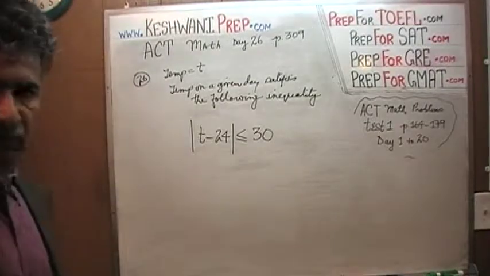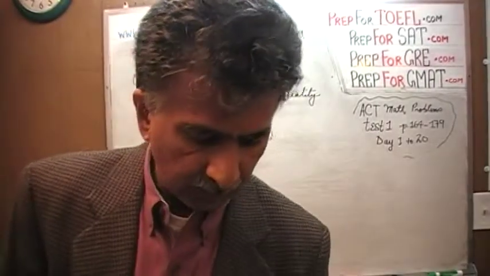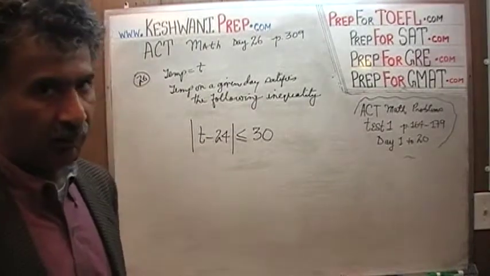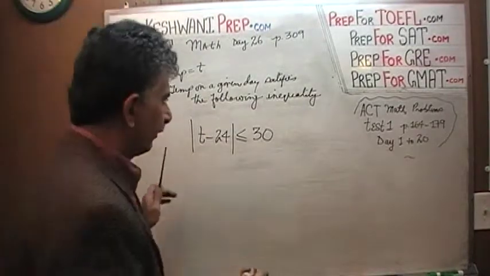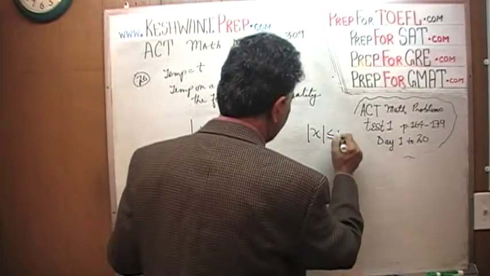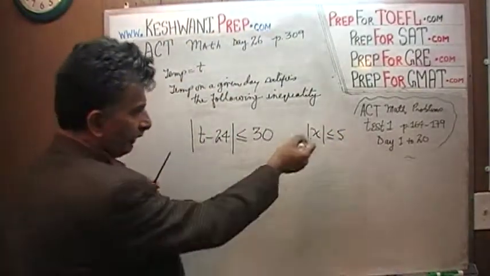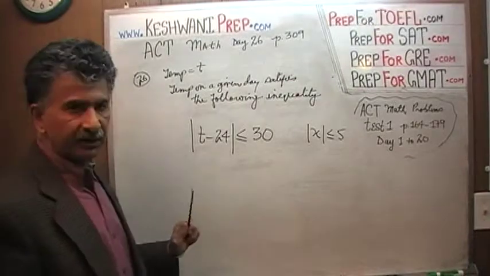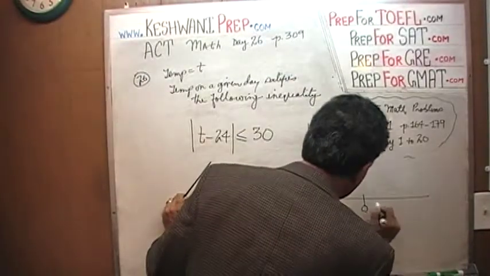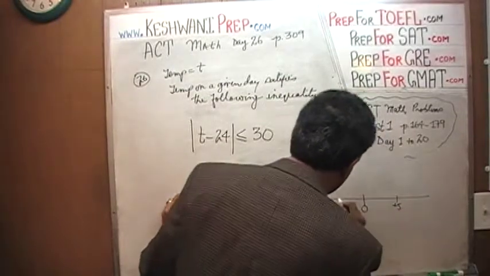Now this is the part we need to understand. What does it mean? How do we go about handling this thing? But don't make it very complicated. Look at a simple scenario first. For example, if somebody tells us that the absolute value of x is less than or equal to 5, what does it tell us? Well, here's our number line. Here is a 0. Here is positive 5, and here is negative 5.